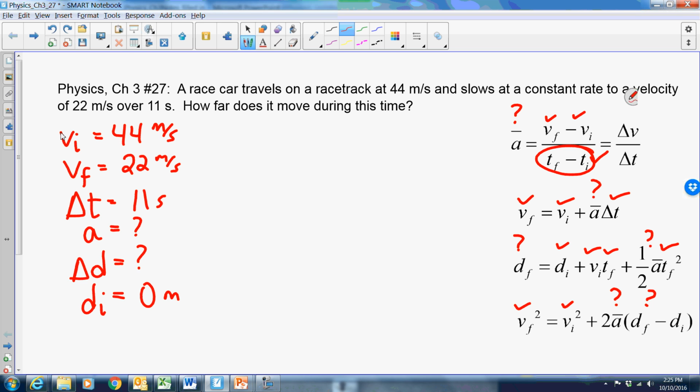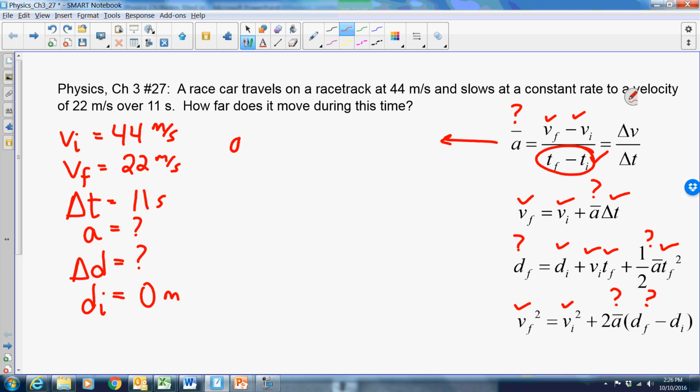Well, what I can do though, all of these formulas have A in them. So I do have enough information to solve for what the A is, what acceleration is. And then I can plug A into one of the other equations and solve for how far the car has gone. Okay, so this is a two-step problem. So let's solve for acceleration first. Let's just use this one because it's already solved for it.